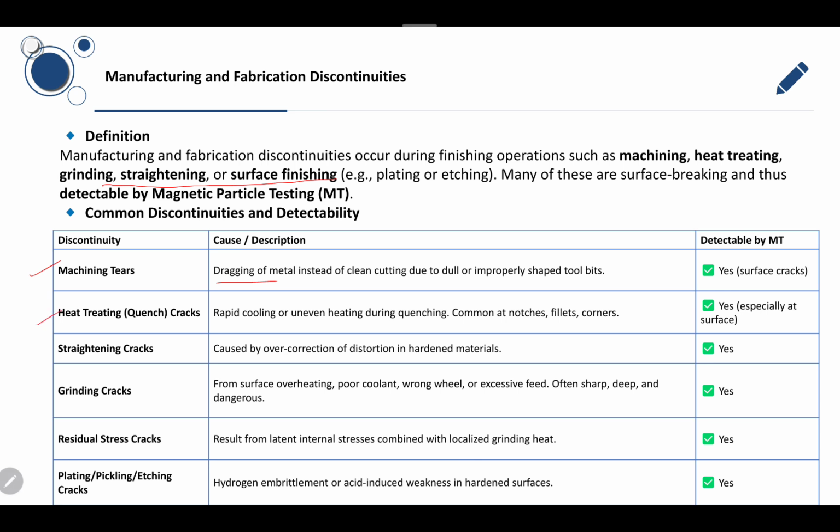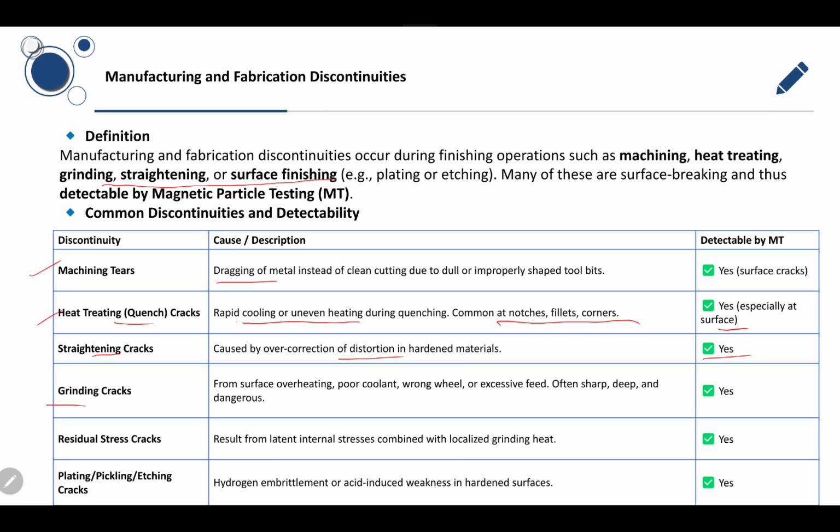Heat treating cracks, that means quench cracks. These result from rapid or uneven cooling during quenching. They are common at notches, fillets, corners and are detectable especially when at the surface. Straightening cracks. These are caused by overcorrection of distortion in hardened materials and are detectable by MT.